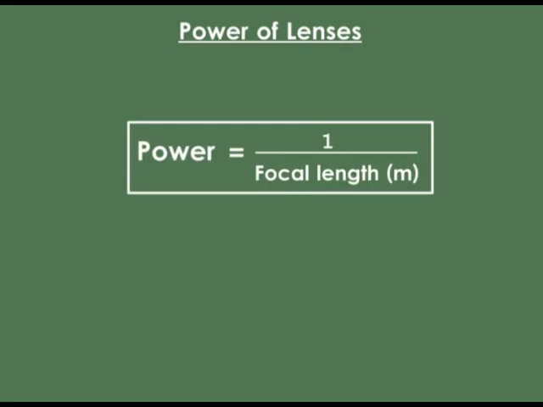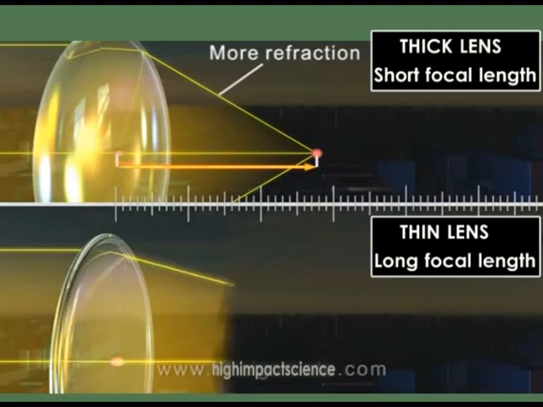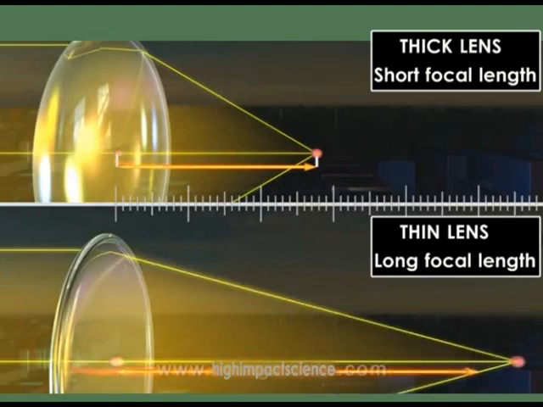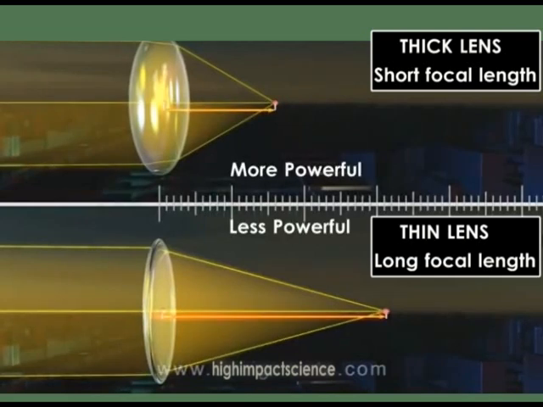Power of a lens. The power of a lens is a property of its focal length and is a measure of its refracting ability. The power of a lens is given by power is equal to 1 over focal length in meters. The unit of power is diopters, D. A lens of short focal length refracts light more than that of large focal length. Thus, a lens of short focal length is more powerful than that of a larger focal length.